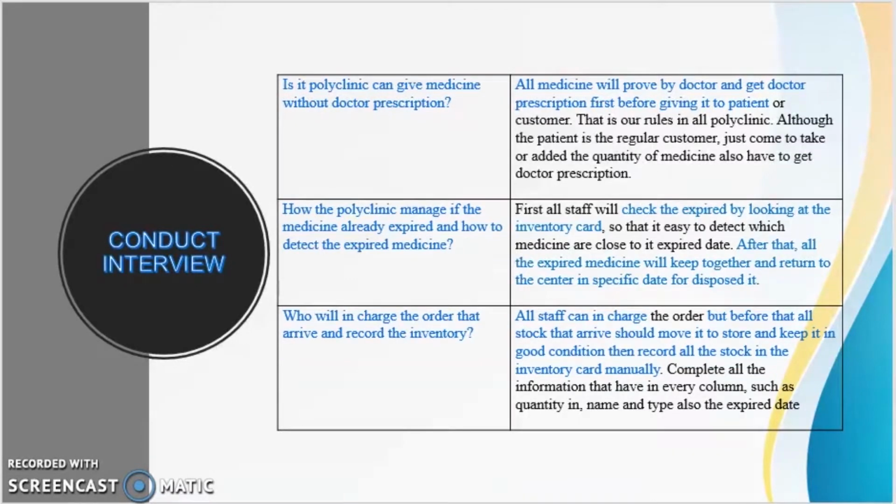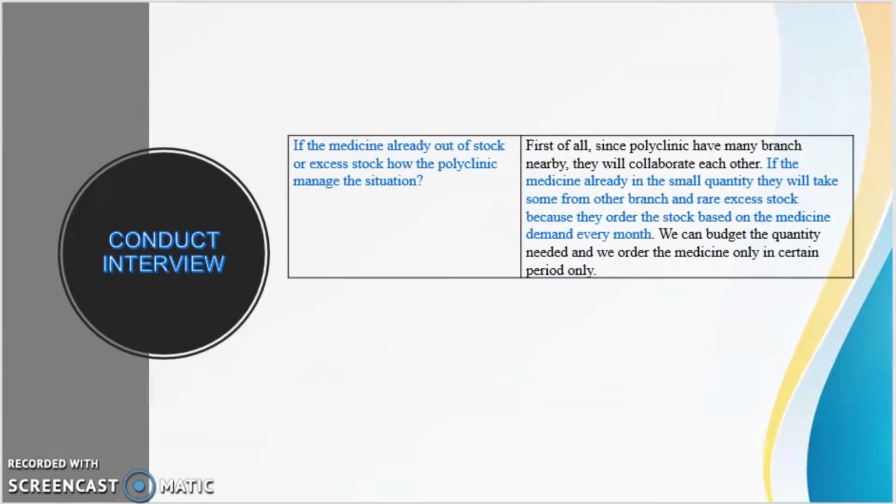How does the polyclinic manage medicine that has already expired, and how do they detect expired medicine? They check the expiry date by looking at the medicine card, the inventory card. After that, all the expired medicine will be kept together and returned to the center on a specific date for disposal. Who is in charge of the order and of recording the arrivals in the inventory? All staff are in charge, but before that, all stock that arrives should be moved to the store and kept in good condition, then all the stock is recorded in the inventory card manually.